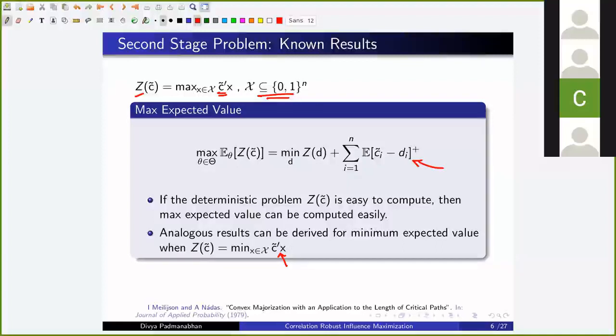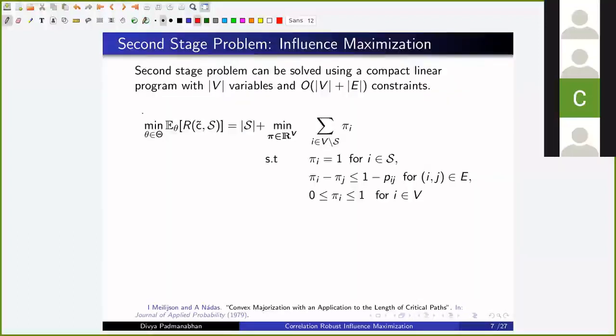So if z of c is a minimization problem, then the min expected value is efficiently computable if z of c, the original deterministic problem, is efficiently computable. This formulation helps us to propose more efficiently solvable results. If we plug in this formulation, we get another linear program. The worst case expected value can be computed using this formulation here, and this is actually a linear program.